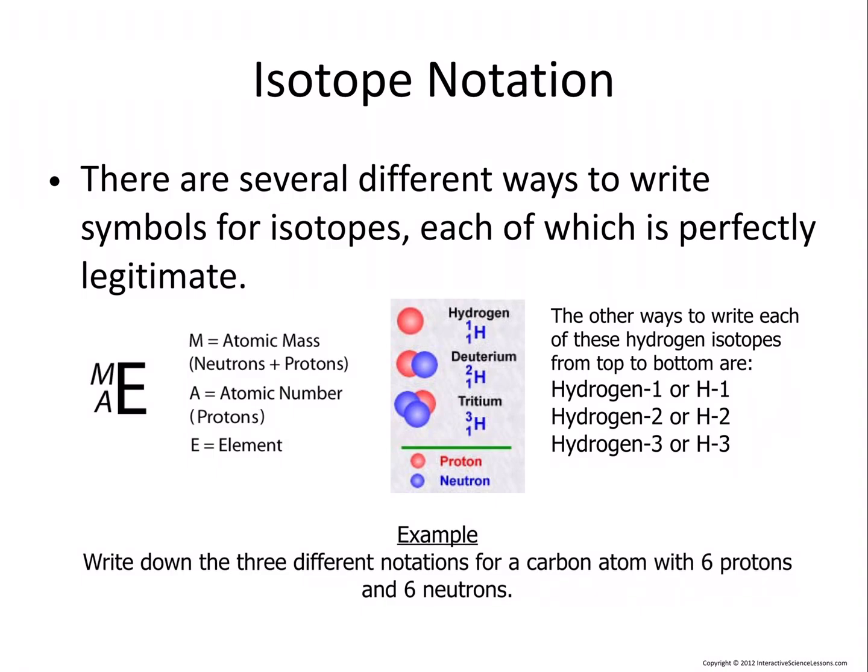Okay, so when it comes to writing down what you think a carbon should be, where we have 6 protons and 6 neutrons, pause the video for a second, speaking of 6s, and write down what you think carbon-12, carbon-13, and carbon-14 are, how they should be written. Pause, write it down. You're looking at the hydrogen examples here, so figure out what that would be for carbon.